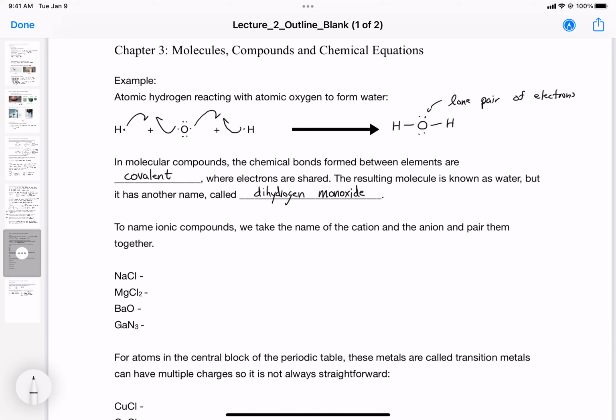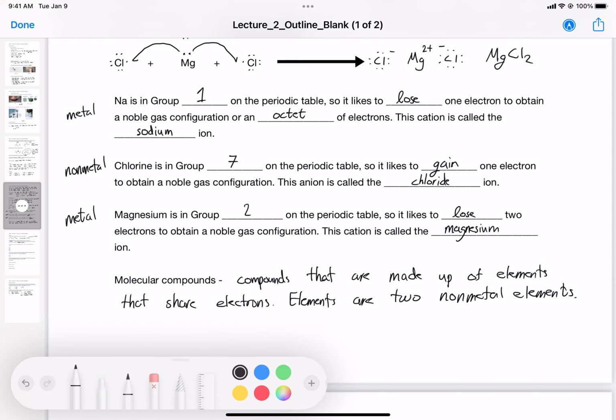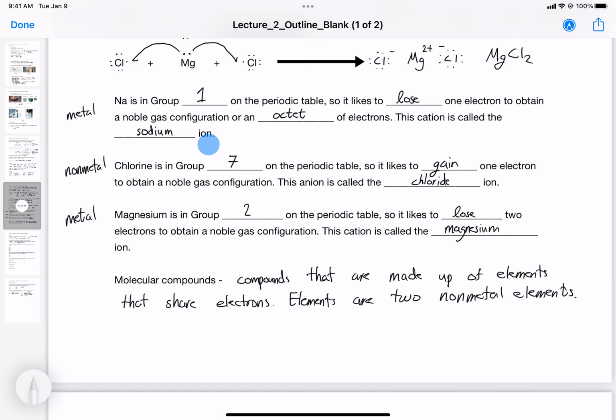Okay? So now that we have described bonding for both types, let's talk about naming each type. So to name ionic compounds, we take the name of the cation and the anion, and we simply pair them together. So if we go back up here, we had sodium ion here. And then for chlorine, we had chloride ion right there.